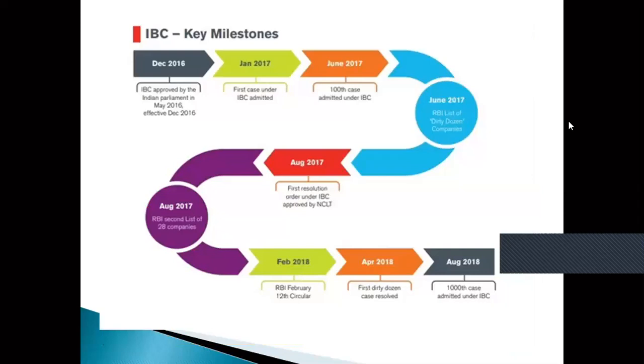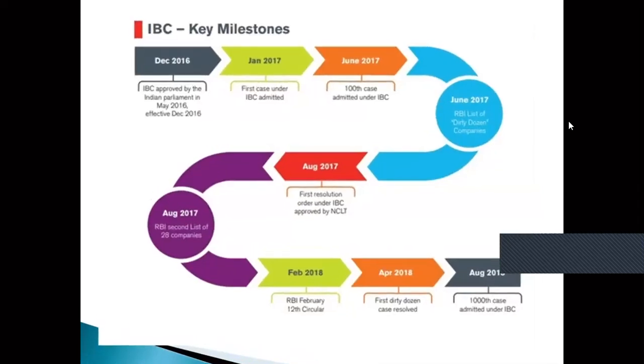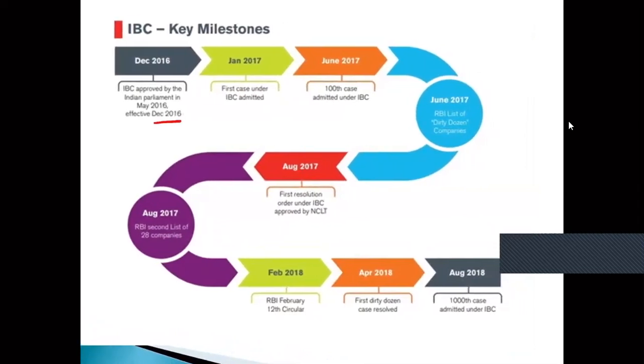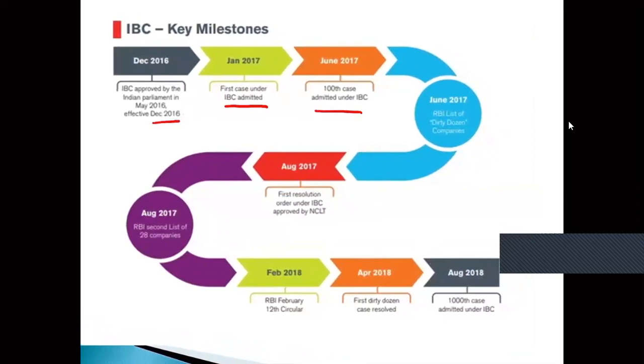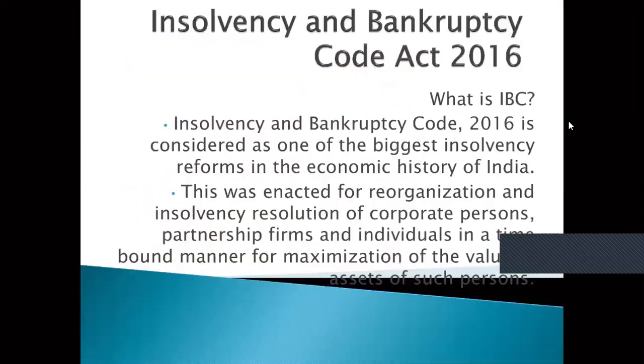Next, see, the IBC was approved by the Indian Parliament in 2016, effective from December 2016. The first case was admitted in January 2017. By June, 100 cases. And in June 2017, RBI listed the dirty dozen companies. In 2017, the first resolution order under the IBC approved by the NCLT was formed. Then the RBI's second list of 28 companies, and in February, the first dirty dozen case was resolved, and 1,000 cases were admitted by 2018.